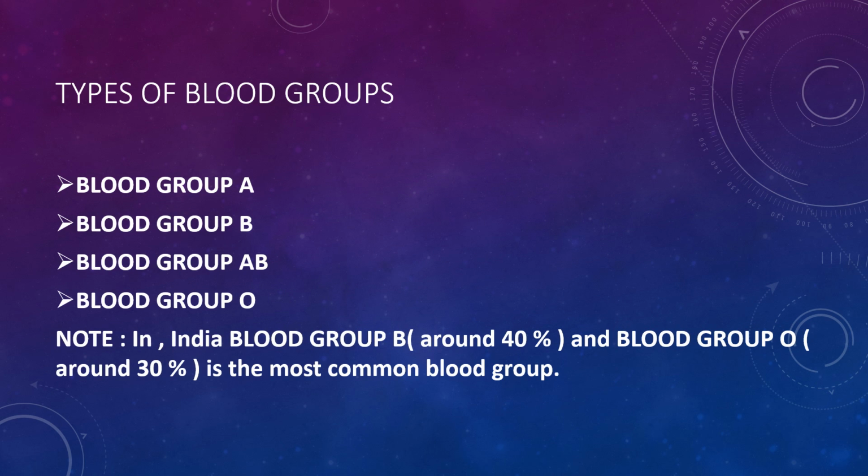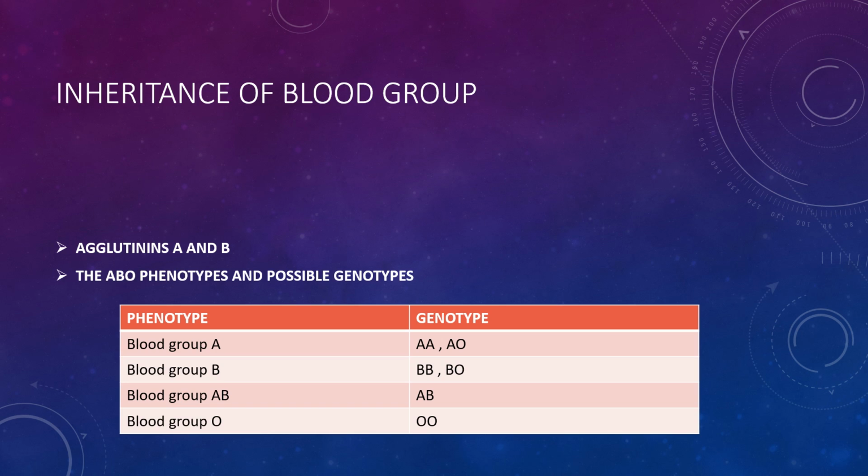The types of blood groups are A, B, AB, and O. In India, blood group B is present in around 40% of the population, and blood group O in around 30%. These two make the most common blood groups in the Indian population. Now the inheritance of blood groups, the ABO phenotypes and possible genotypes. Blood group A consists of the genotypes AA and AO. Blood group B consists of the genotypes BB and BO, blood group AB consists of the genotype AB, and blood group O consists of the genotype OO.